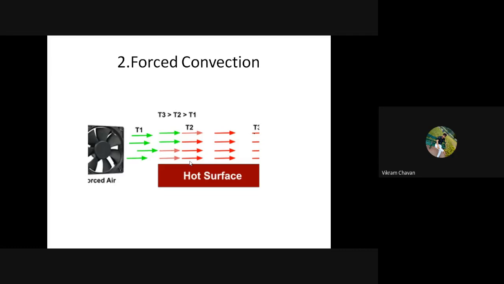Getting everyone? The difference between free convection and forced convection heat transfer. So draw a simple diagram. Forced convection. Show one blower over here. Blower symbol. You can show a 1D blower symbol.